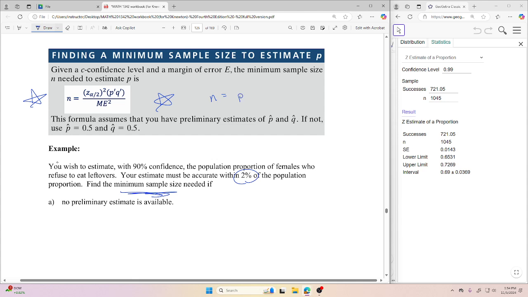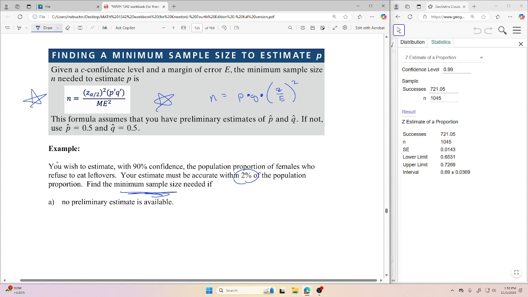Let me redo this. It's P times Q times Z over E, all squared. So that's the way I normally used to do it, at least. I don't know how Newton does it. All right, so how does this work?